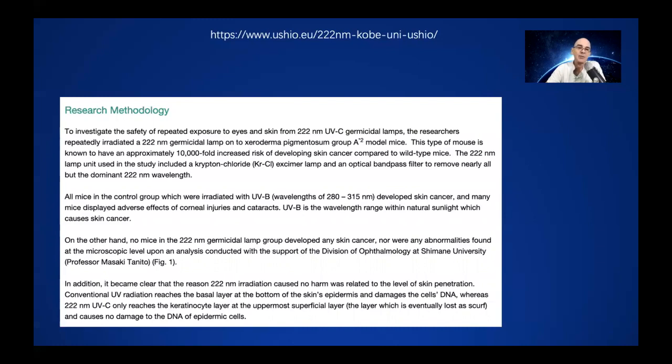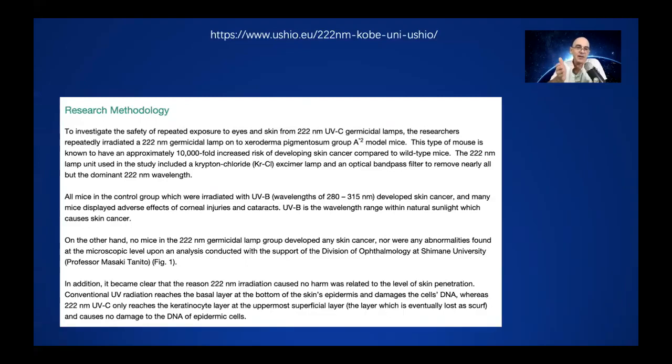And many of those mice also displayed other things with corneal injuries. That's injuries in the eye with cataracts where you can't see, you get blind. And UVB is the wavelength range within natural sunlight which causes skin cancer. So when people talk about ultraviolet, immediately you think cancer. I mean, who doesn't, right? And you have sunblock they put onto your skin to block ultraviolet light. But there's this magical 222 ultraviolet light.